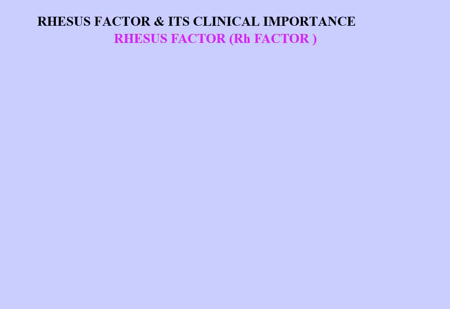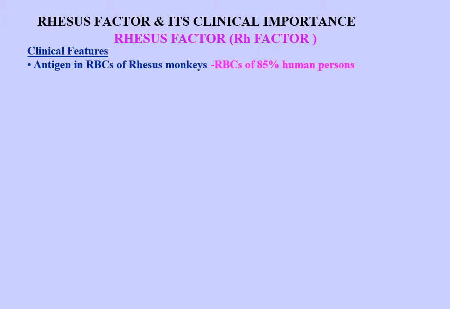Rhesus factor or Rh factor is an antigen which has been discovered in the RBCs of rhesus monkeys. It is also found in the RBCs of human persons in a percentage of 85%. Those persons who possess Rh antigen in their RBCs are called Rh positive individuals. Other persons who possess no such antigens are called Rh negative individuals.